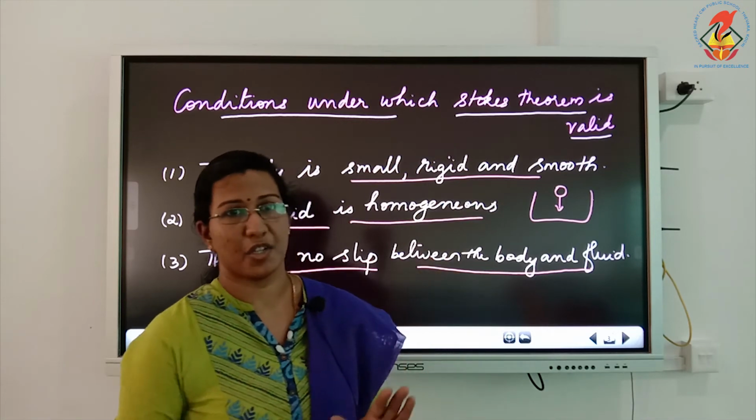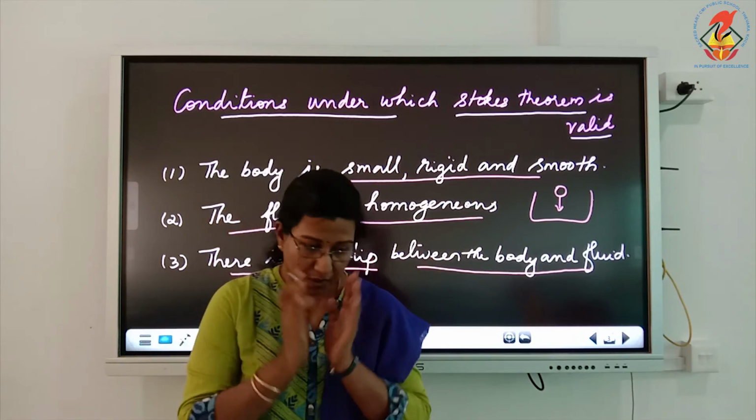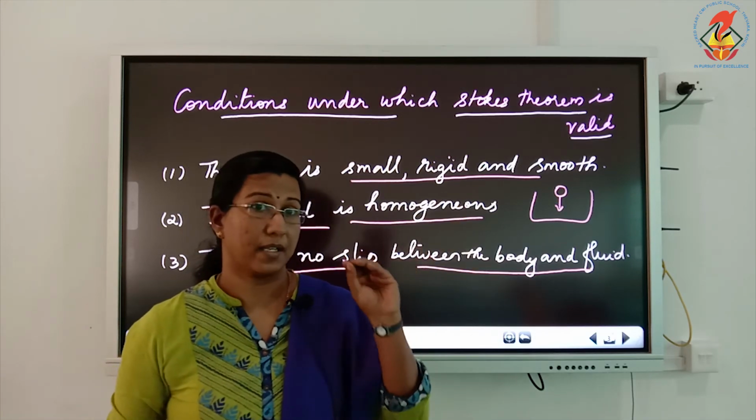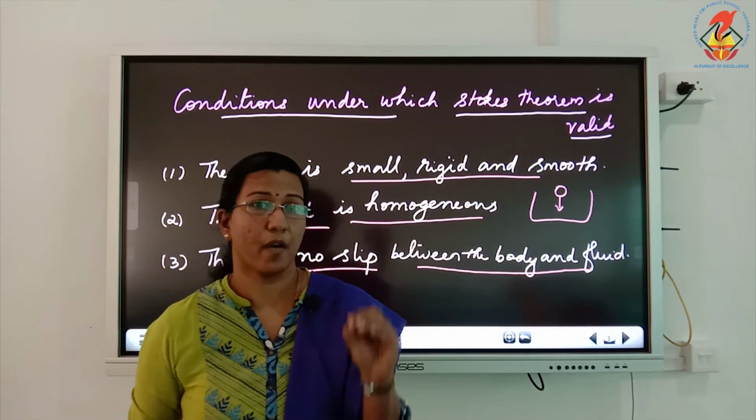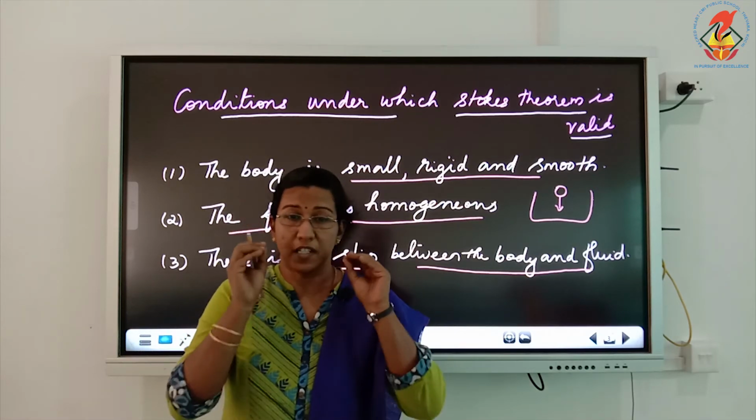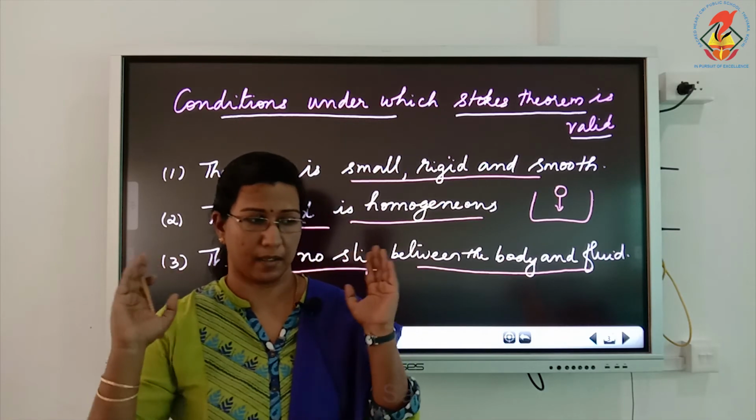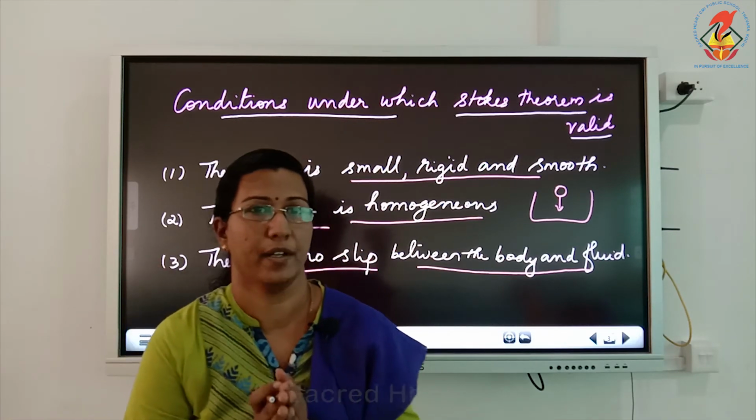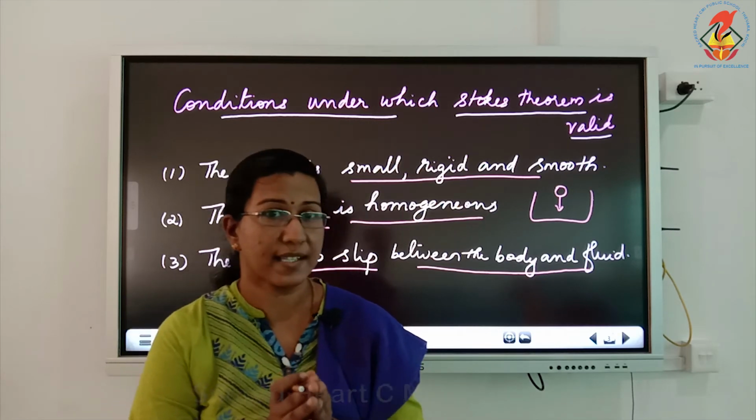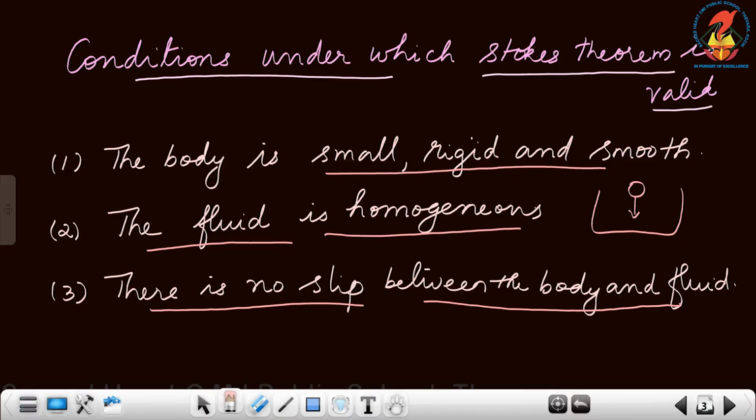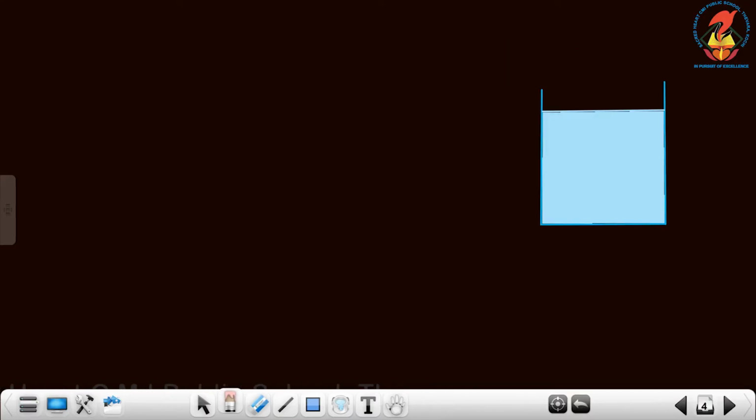Stokes theorem is valid only if these conditions are met. It is applicable only to a spherical body of very small size. The body should be smooth, really smooth, and small. Third, the fluid through which it is passing should be homogeneous, and final one, there should be no slip as it is coming down. Next topic which we are going to discuss in this video is terminal velocity.